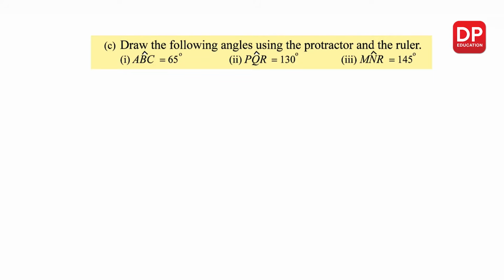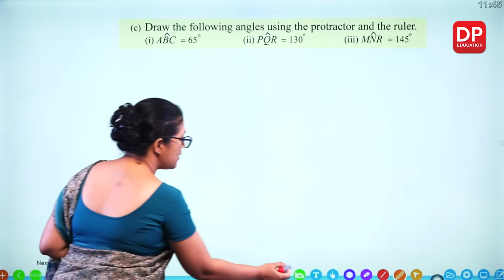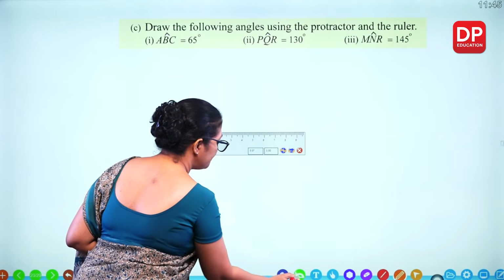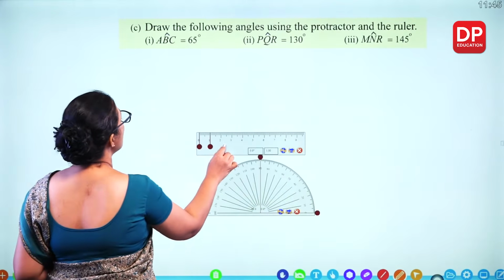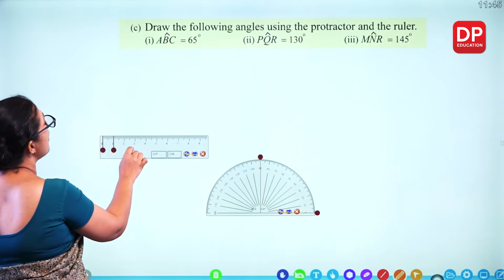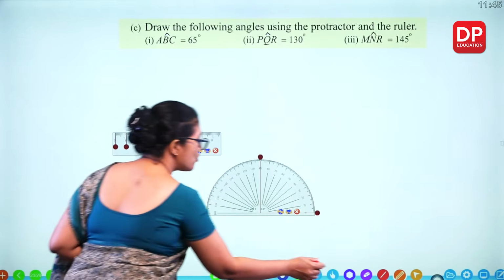Draw the following angles using the protractor and the ruler. You need the ruler and the protractor. Okay, so how do you draw an angle? First you have to draw a line.